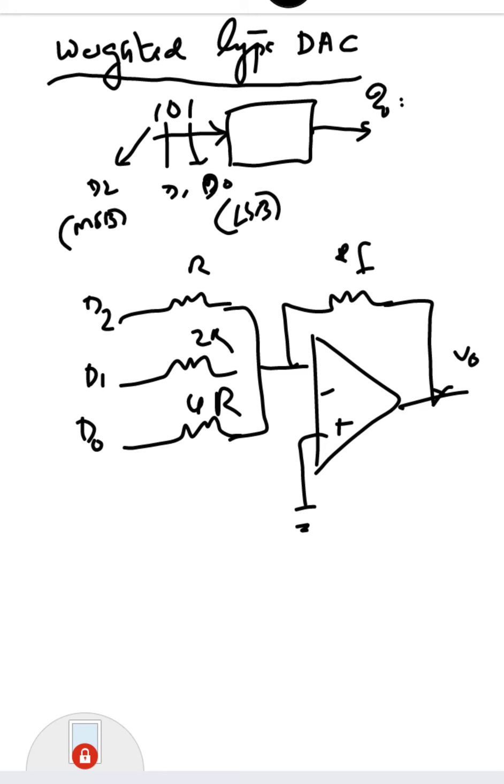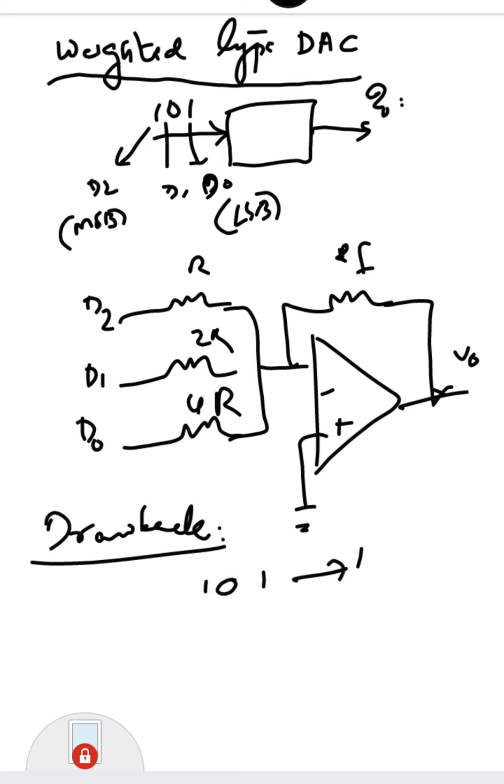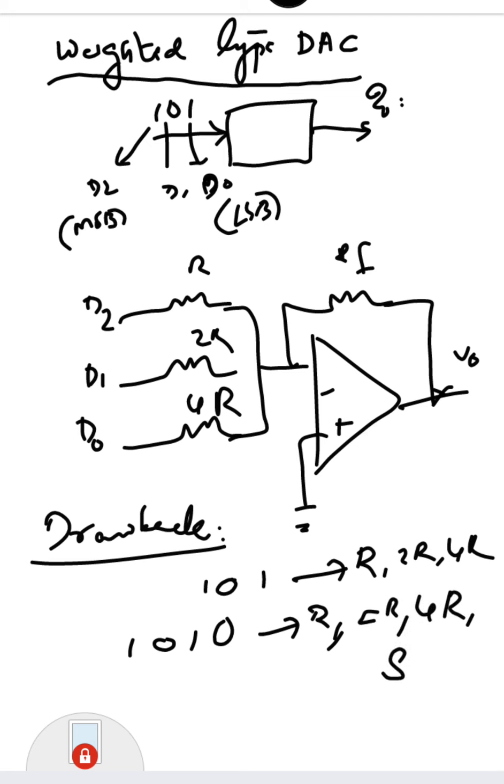Now what is the main disadvantage of this weighted type DAC? As the number of bits increases, for a 3-bit number you need 3 resistors of value R, 2R and 4R. For a 4-bit number, for example 1010, you need R, 2R, 4R and 8R. As the number of bits increases, the weight of the resistors also increases, so the system becomes more costly and more bulky. So this is the main drawback of the weighted resistor type DAC.